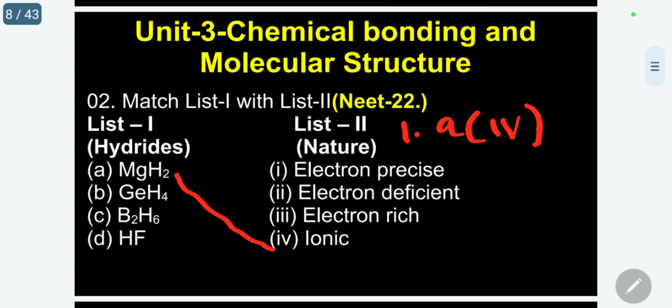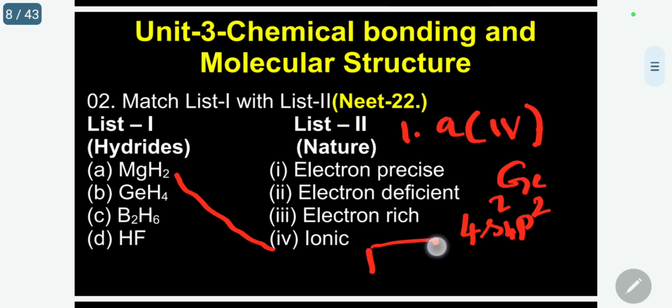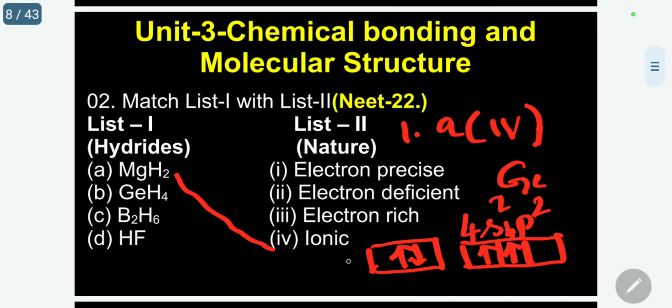Under germanium H4, you know where germanium comes? Boron, carbon, silicon, germanium. Carbon is period 2, germanium is period 4. The ground state configuration of germanium is 4s2, 4p2. Or in terms of the orbital diagram, s2, p2. Please follow the ground state.